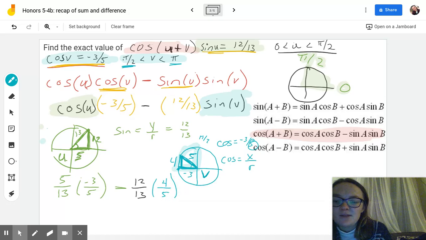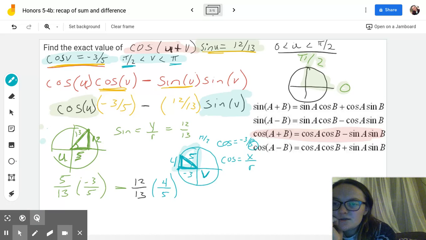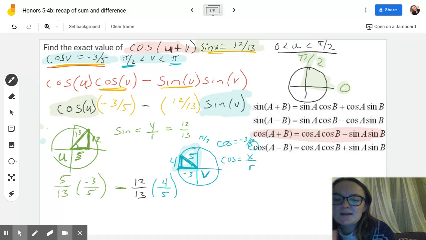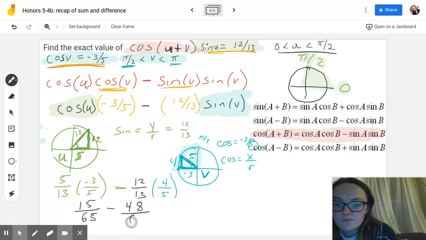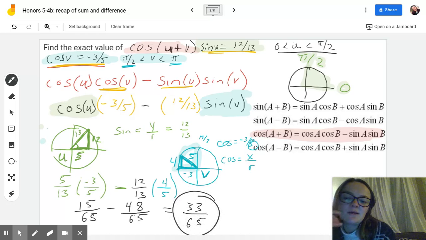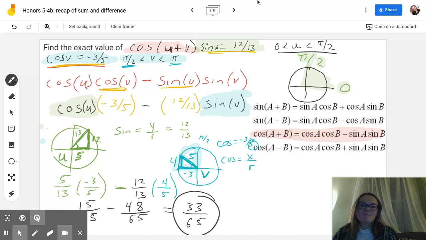So let's go ahead and evaluate this here. I'll just evaluate this in black. I'm going to get 5 times -3 is -15 all over 65. Minus 12 times 4 is 48 all over 65. If I subtract the two, I'm going to get -63 over 65. Yep. Hmm, the answer here is 33 over 65. All right, let's keep going. We'll go on to our next question.